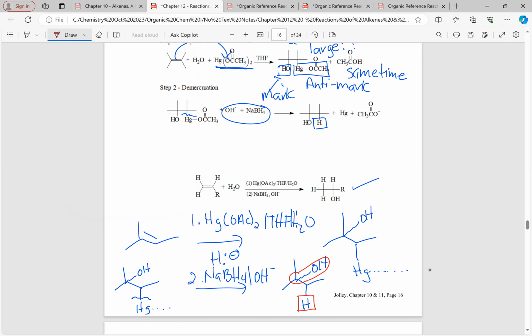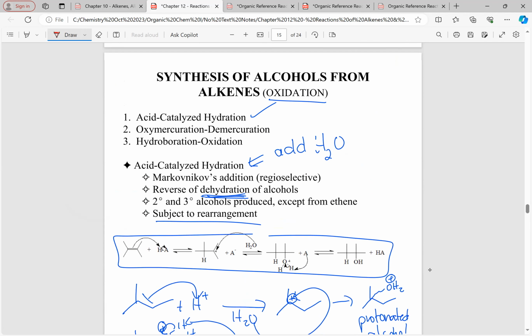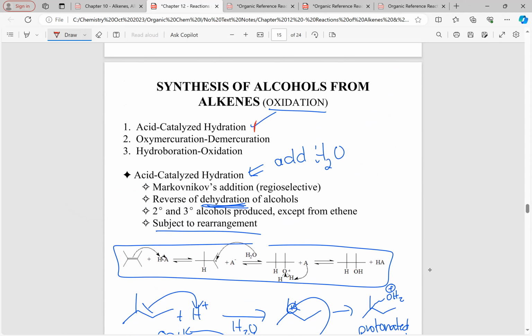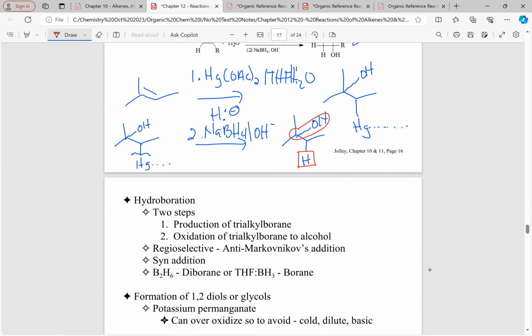Okay, this is your go-to reaction to make a Markovnikov alcohol because, I jump back up here, this one can rearrange. And it's great if you don't have to worry about rearrangement, but this one does not rearrange. So it's usually the better option to get a Markovnikov alcohol. All right, that's 2 ways to make a Markovnikov alcohol. How about an anti-Markovnikov alcohol?